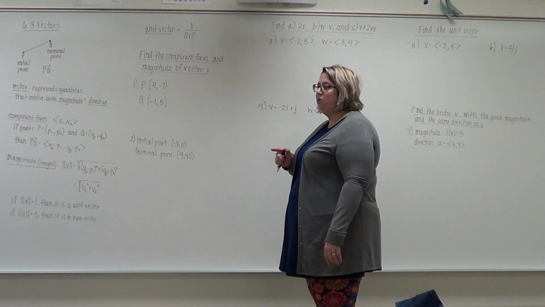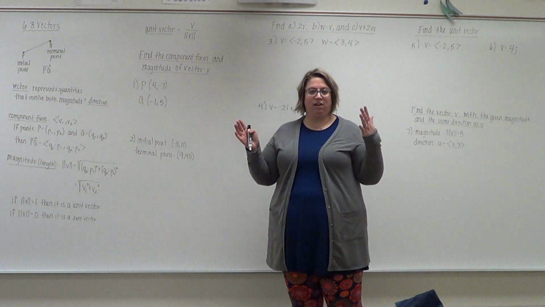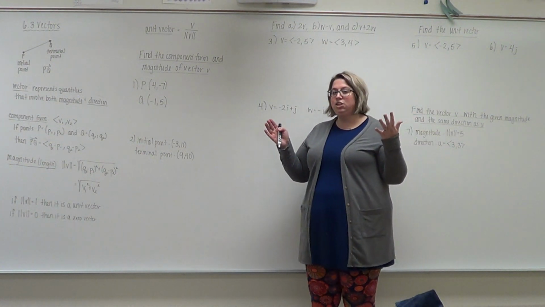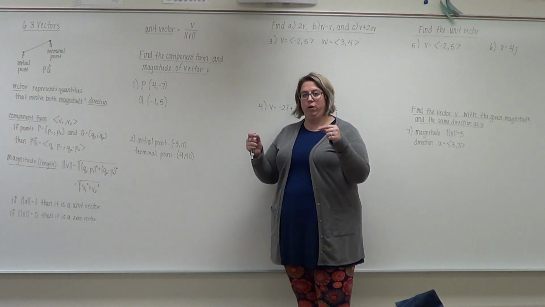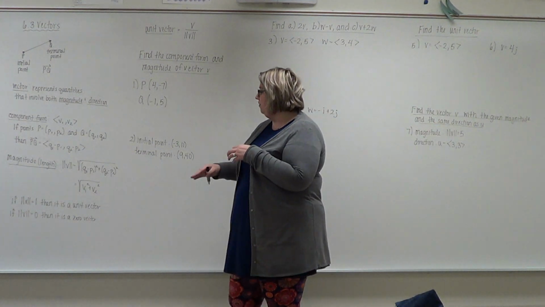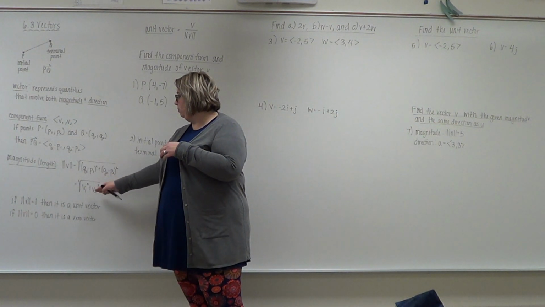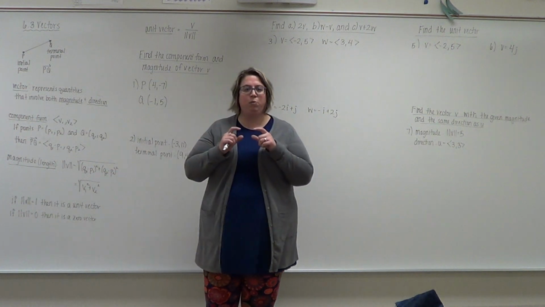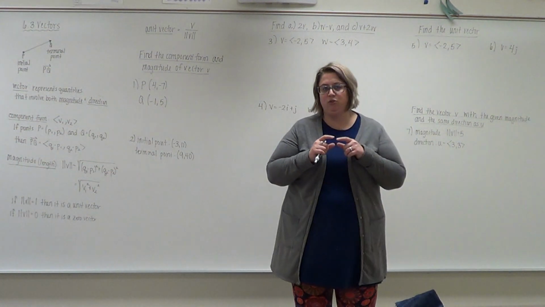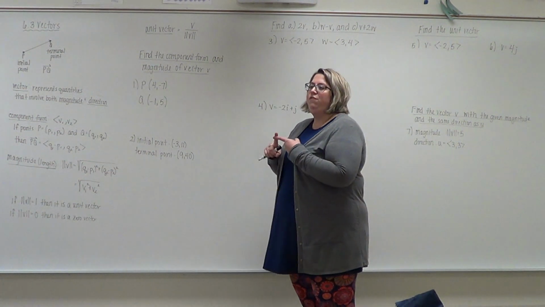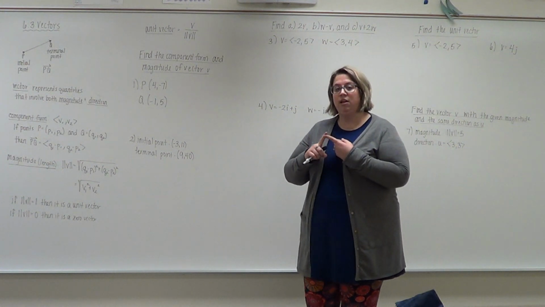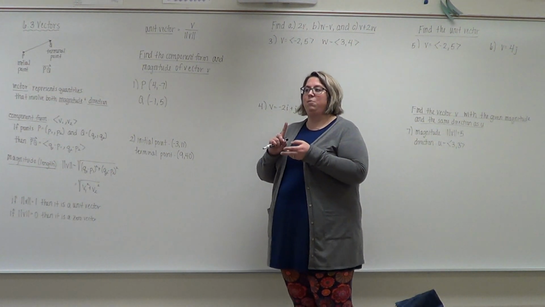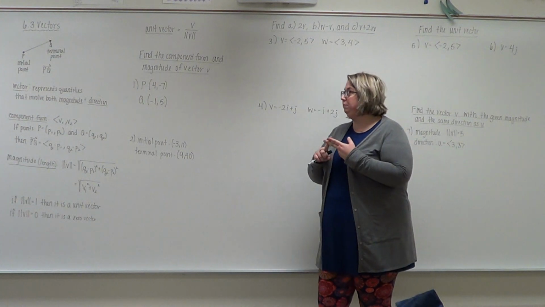The magnitude is the length of that vector, however long it is. It's essentially the distance formula between the 2 points. If you already have it as a vector, you've already done your component form, you can just square each part individually, add them together, and then take the square root. If your magnitude is 1, then we know that's a unit vector. And if the magnitude is 0, we know it's a zero vector.